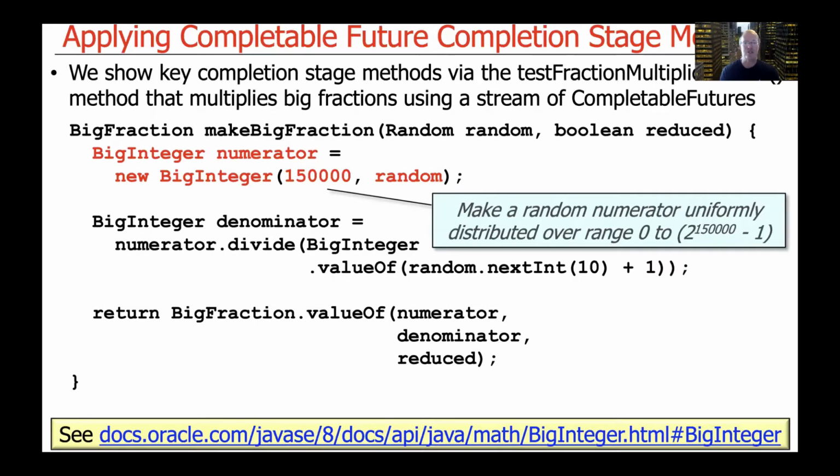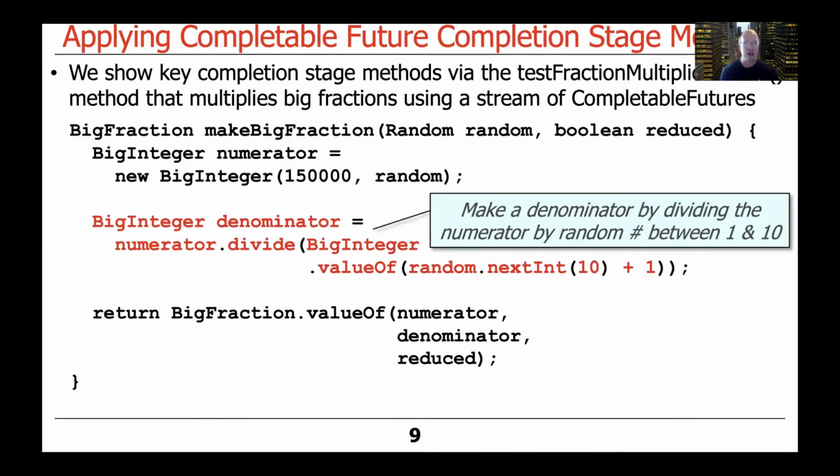150,000th minus 1. So I think you'll agree with me that's a really, really, really potentially large number. It can be absolutely gargantuan in terms of its precision, which of course is going to take a while to run, which is why we want to be able to do this asynchronously. We then go ahead and create a denominator, which is the numerator divided by a random number between the range of 1 to 10. So this will be smaller, of course, than the numerator.